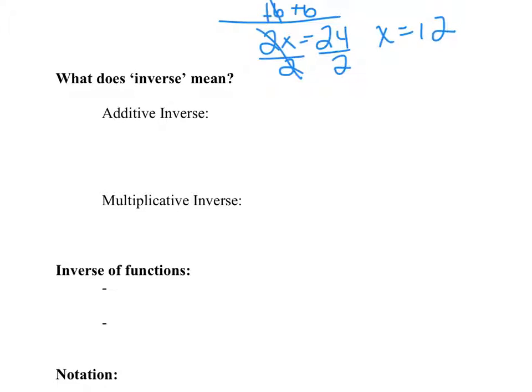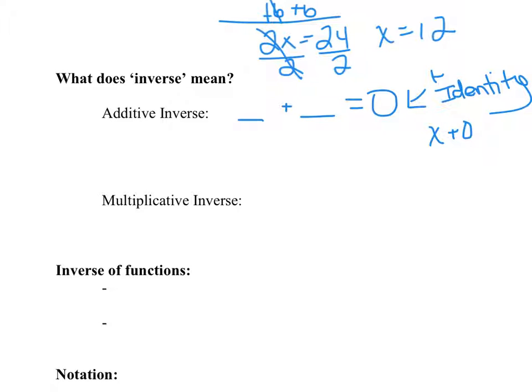But what does inverse mean? There are two kinds of inverses that we speak of most, that you've seen in your lives. The additive inverse is when we take two numbers and add them together, and their result is the identity. So 0 is the additive identity. An identity is something we can add to anything. If I add 0 to x, the identity stays. So x stays x. It doesn't change to 2x or 3x or anything else. So 0 is the identity.